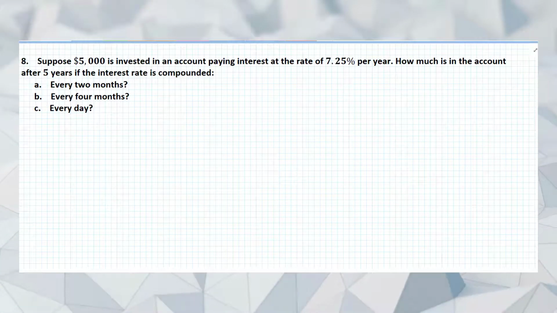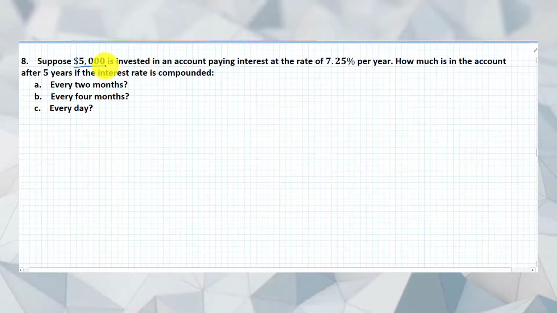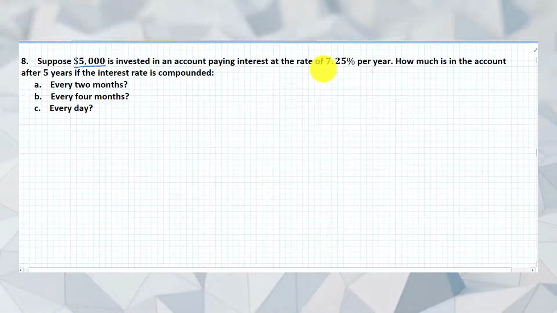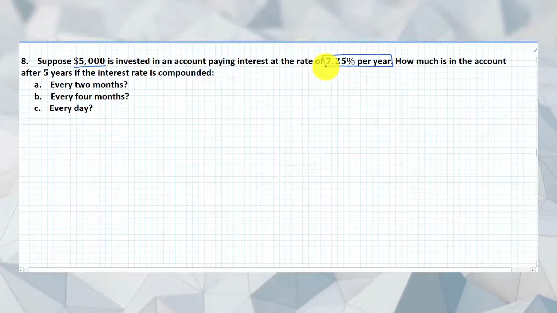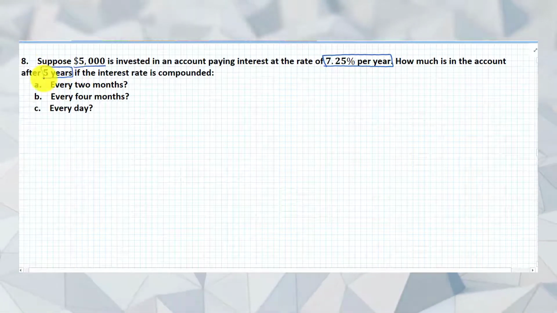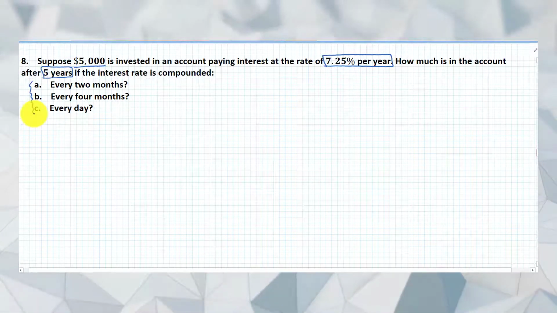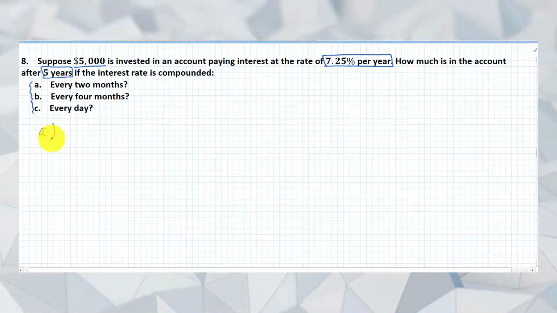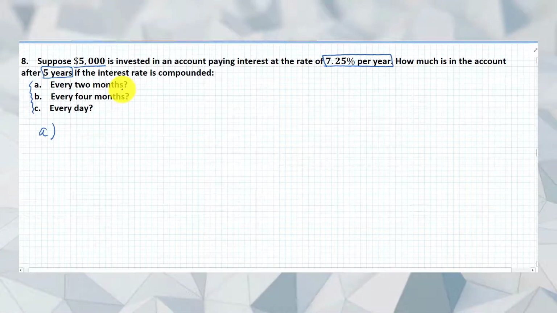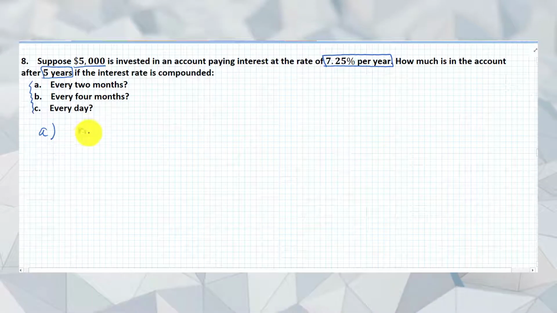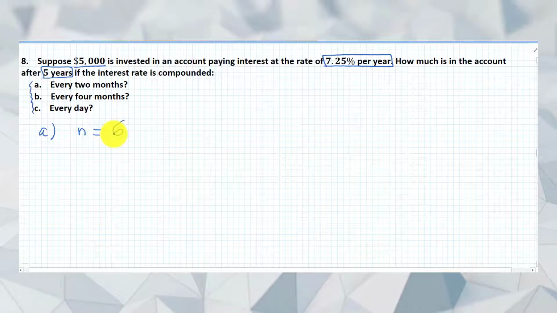In this first example, you want to invest $5,000 in an account that gives you a return rate of 7.25% yearly. You wonder how much will be in your account after 5 years, but you are given different schemes of compounding. The first question is, how much do you have if you compound every 2 months? So the compounding period is 2 months. How many compounding periods do you have in a year? 6, right? 6 times 2 months equals a year.